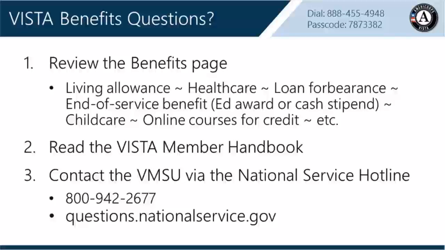Most benefits require action on your part. They're not automatic, so please pay attention. If you cannot find the answer in the VISTA Campus Benefits section, then your second point of reference is the VISTA Member Handbook, which is also located on the campus. If all else fails and you really can't find any information, you can contact the VISTA Member Support Unit, VMSU, regarding your benefits, help with my.americorps.gov, and general assistance. To reach the VMSU, you need to contact the National Service Hotline.